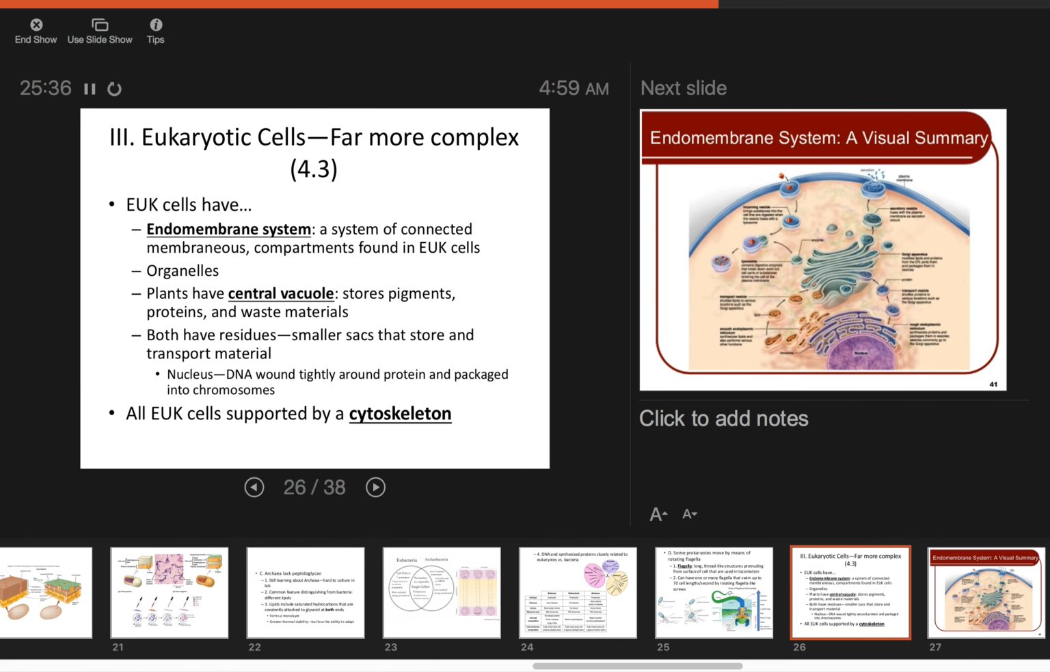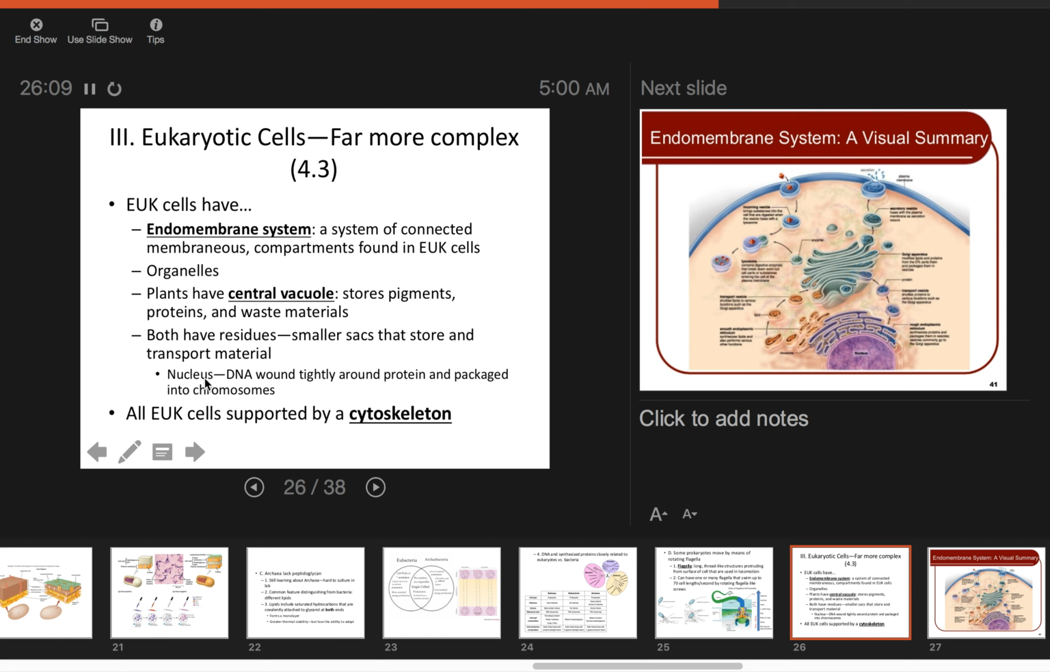Now, eukaryotic cells are way more complex, and the reason for that is they have an endomembrane system, which means we have lots of membranous compartments that carry out specific functions for the cell. We have organelles. Plants have that central vacuole, which, as we learned in life science and biology, stores water, but it can also store pigments, proteins, as well as waste materials. Both have vesicles, smaller sacs that store and transport material.